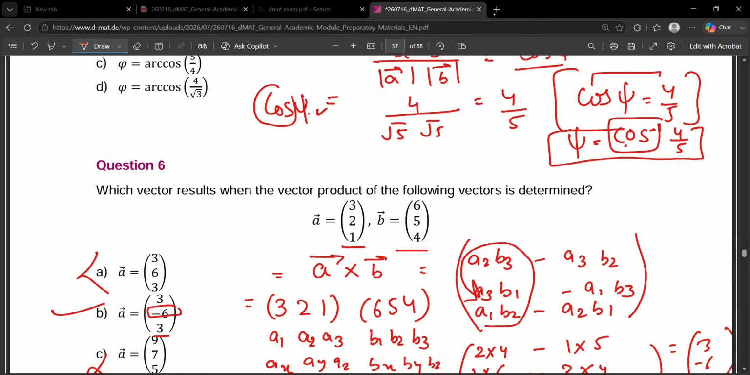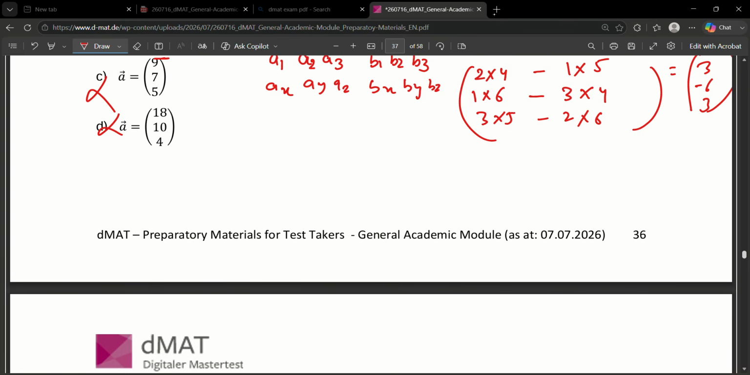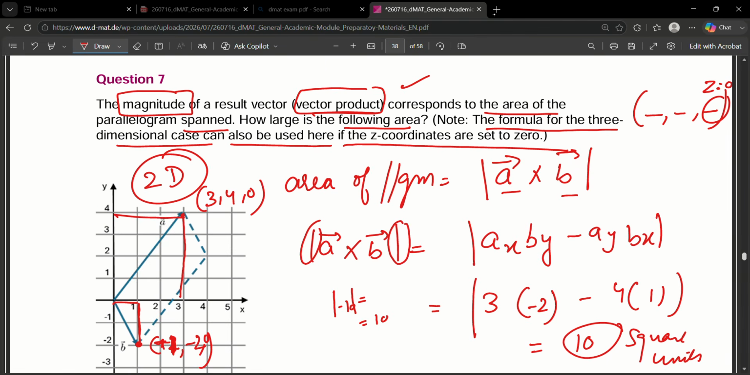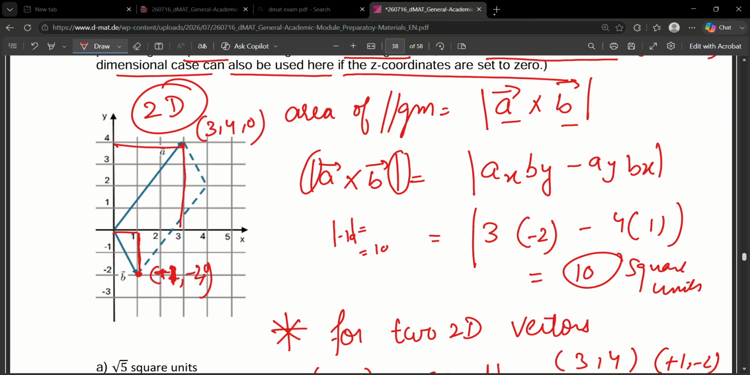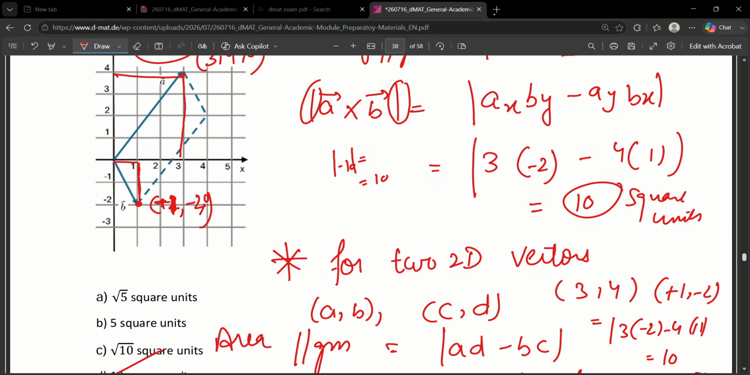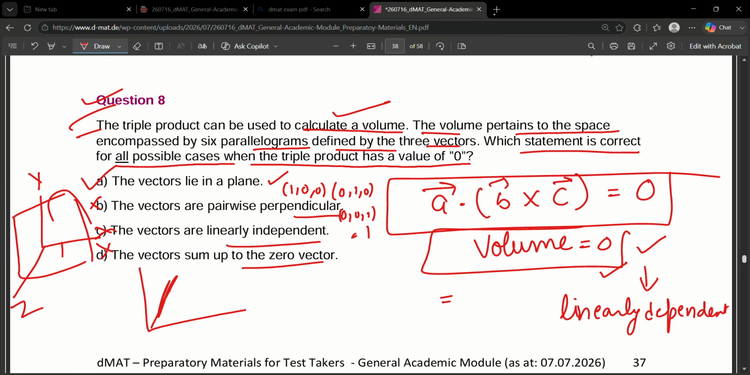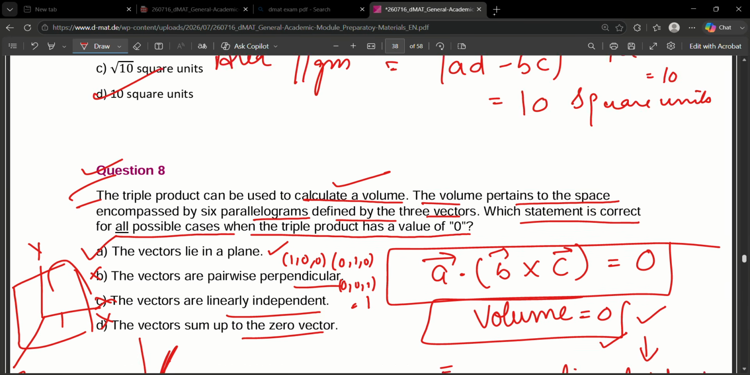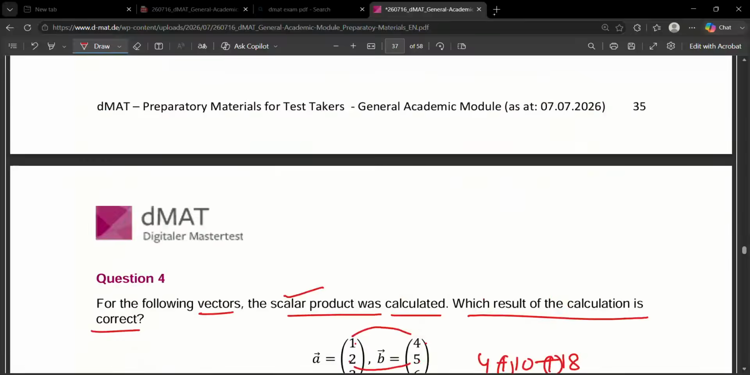Now question number 6, the vector product that you have to find. I have already told you the formula. Next, question number 7, area of the parallelogram. I have given you an idea that you just have to do the cross product here, and after the cross product, whatever the answer is, you take its magnitude and write square units with it. Now move to question number 8. When the volume is 0, all the vectors lie in a plane. They are coplanar as well as linearly dependent.